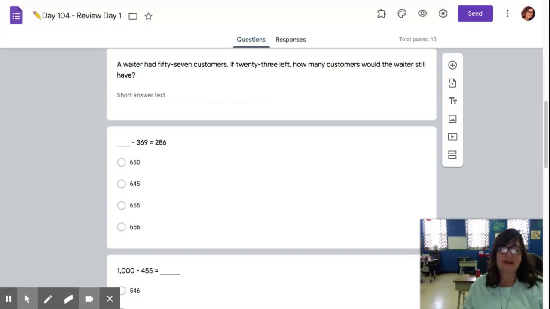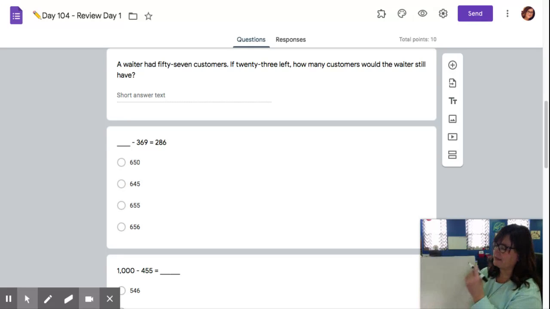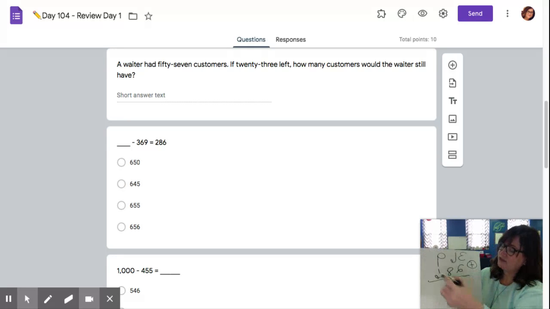All right, if you look at the next one, it says, what number minus 369 equals 286? So if you have a number, you take away 369, your answer or your difference is 286. Well, to find your missing number, you're going to do the opposite operation. Instead of subtracting 369 from the missing number, you're just going to add 369 to the answer you got when you subtracted.